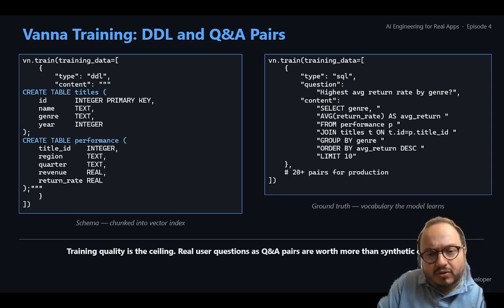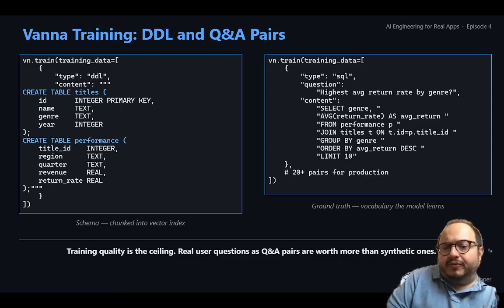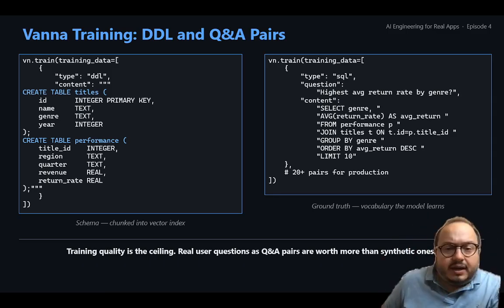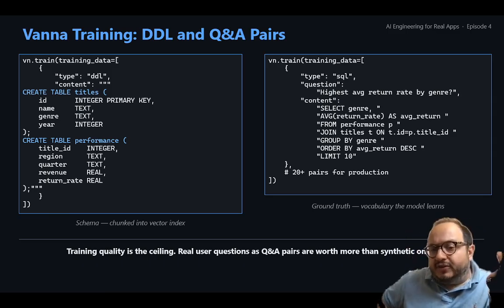For our demo, we use a Northwind-style movie catalog schema: a titles table with title name, genre, release year, and catalog ID, a performance table with title ID, region, quarter, revenue, and return rate, and of course a regions table. That is enough to demonstrate a meaningful range of questions.